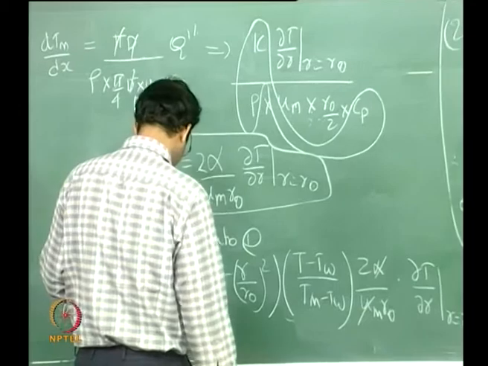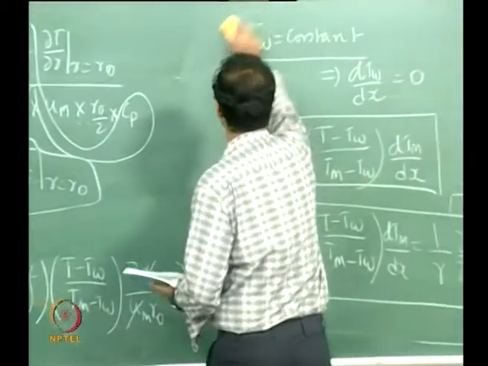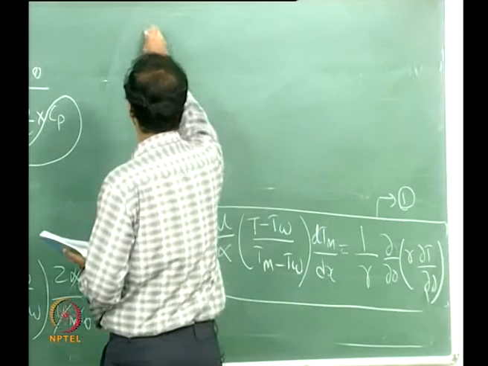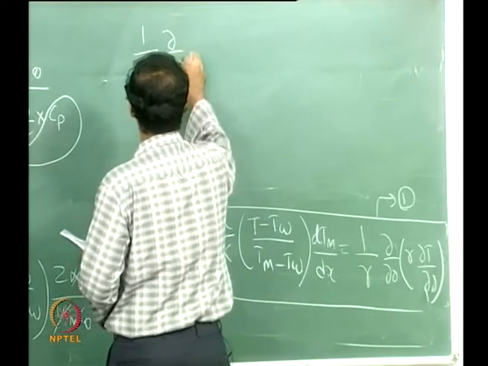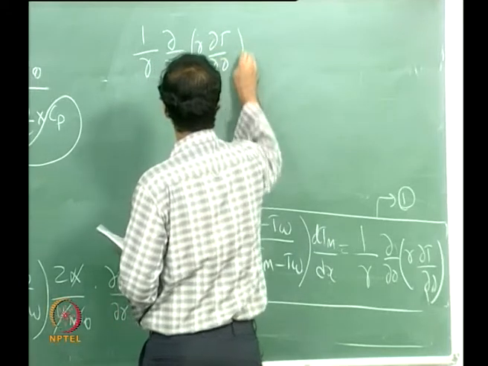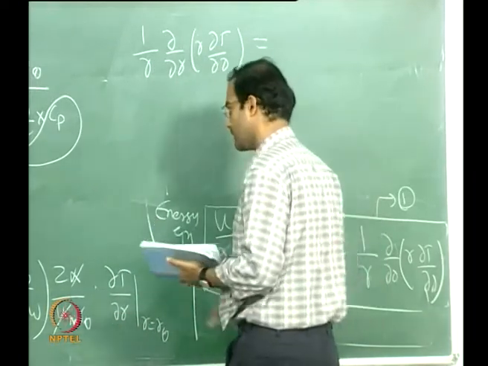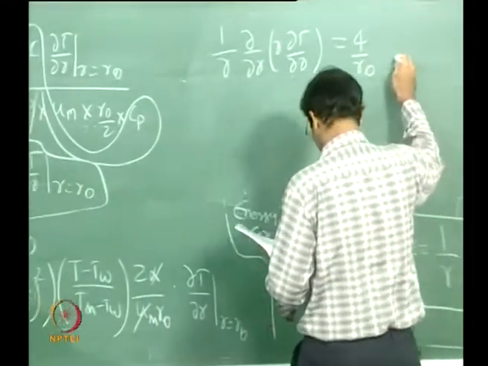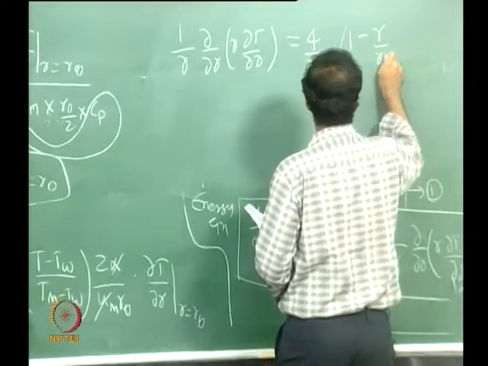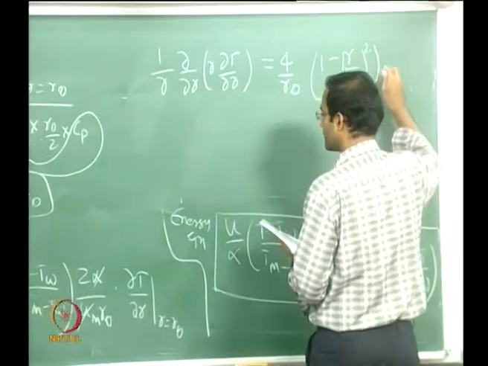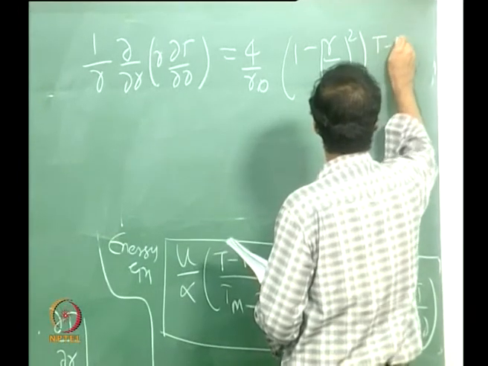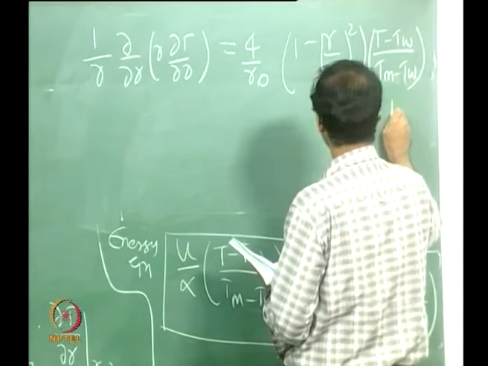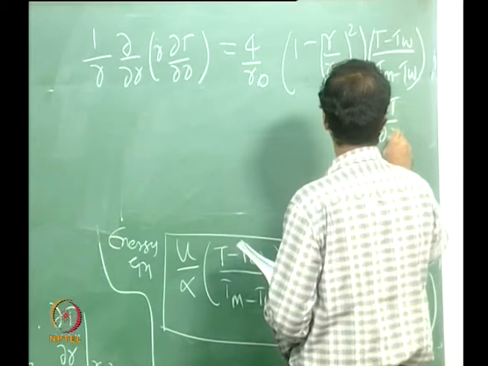Therefore your final expression which you have to solve will be 1 by r d by dr of r dT by dr, that should be equal to 2 into 2, 4 divided by r naught into 1 minus r by r naught the whole square, into T minus T wall by T mean minus T wall, into dT by dr at r equal to r naught.